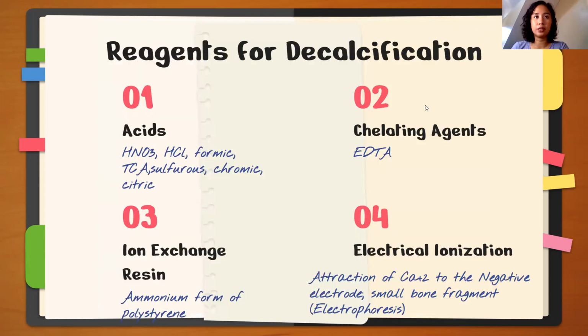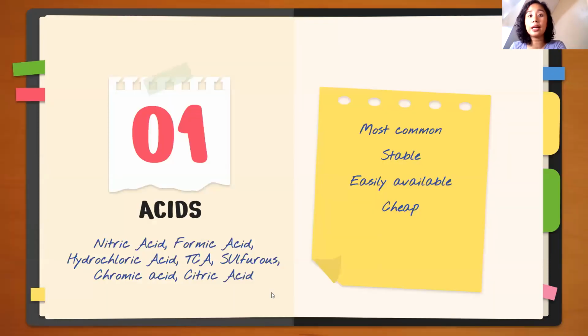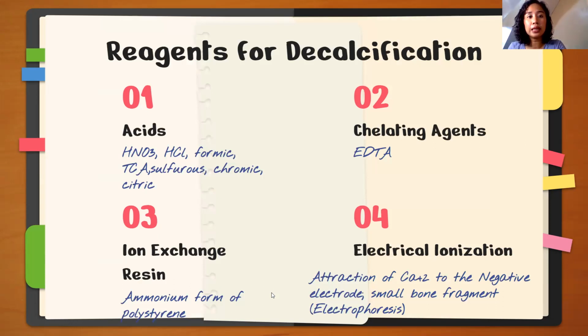So what are the common agents? Commonly it's suspended in acids: nitric acid, hydrochloric acid, formic acid, trichloroacetic acid, sulfurous acid, chromic acid, and citric acid. We also have chelating agents. EDTA is used to chelate calcium. When we say chelate, it envelopes, it hugs. It takes the calcium so that the calcium will be unreactive.